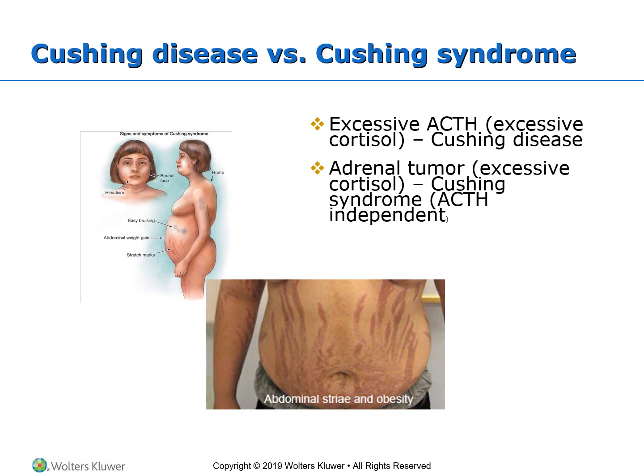Now, on the other hand, this is the Cushing disease. The Cushing syndrome will be an adrenal tumor that is independent of the activity of the pituitary gland.